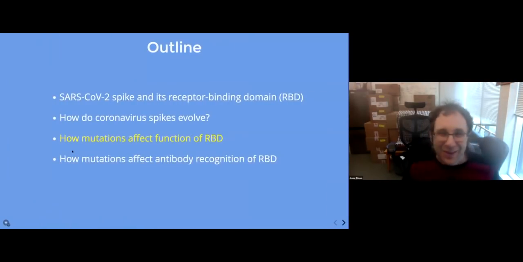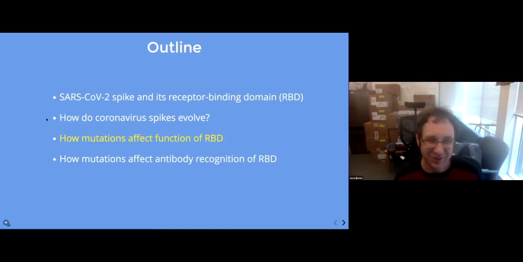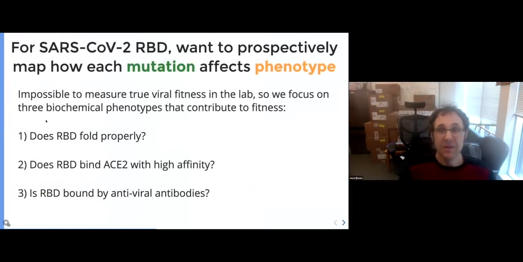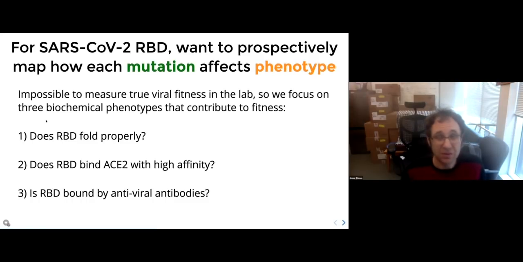Okay, so now I've given you some background on the SARS-CoV-2 spike and its receptor binding domain, and I've also told you that coronavirus spikes, at least coronavirus 229E spikes, can undergo genetic evolution that leads to change in their antigenic phenotype. So now I want to zoom in and specifically understand how mutations affect the function of the SARS-CoV-2 receptor binding domain. What we'd really like to do is prospectively map how all of the mutations to this protein affect its phenotype so that we can interpret and perhaps to some degree forecast how the virus might evolve.